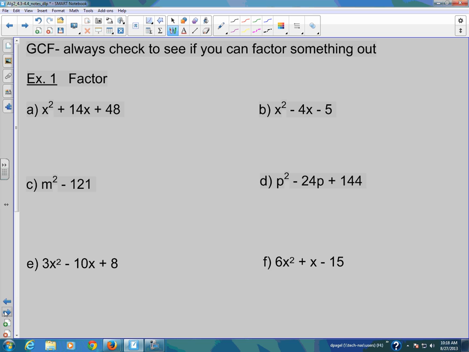All right, let's do a little review then on some factoring. We've got a bunch of different problems here that we're going to go through. We will always check for that GCF, that greatest common factor.